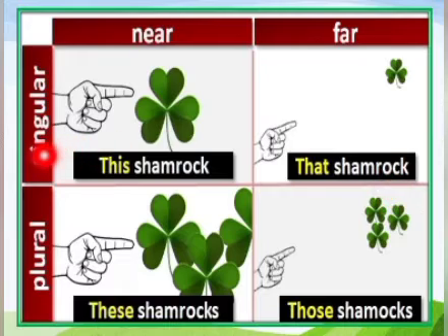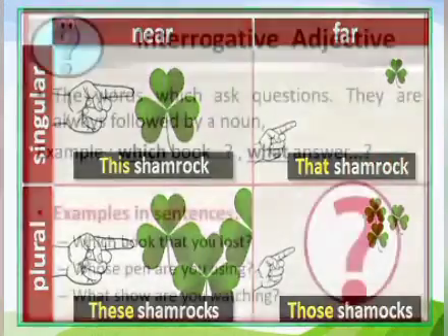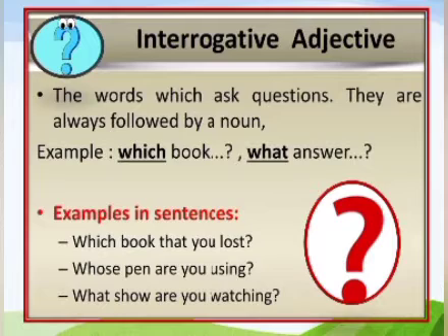So this means in singular, for near, this, something which is far, that, plural, near, it is these, and for far away distant things, then we use those. Let's move ahead and learn about interrogative adjectives.